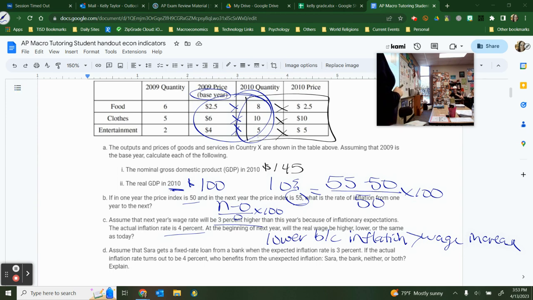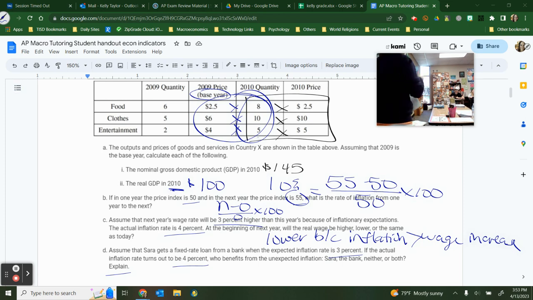Okay, question D. Assume that Sarah gets a fixed rate loan. This one you do have to explain. Assume that Sarah gets a fixed rate loan from a bank when the expected rate of inflation is 3, just like it was before. The actual inflation turns out to be 4. Once again, inflation is higher than what you expected.